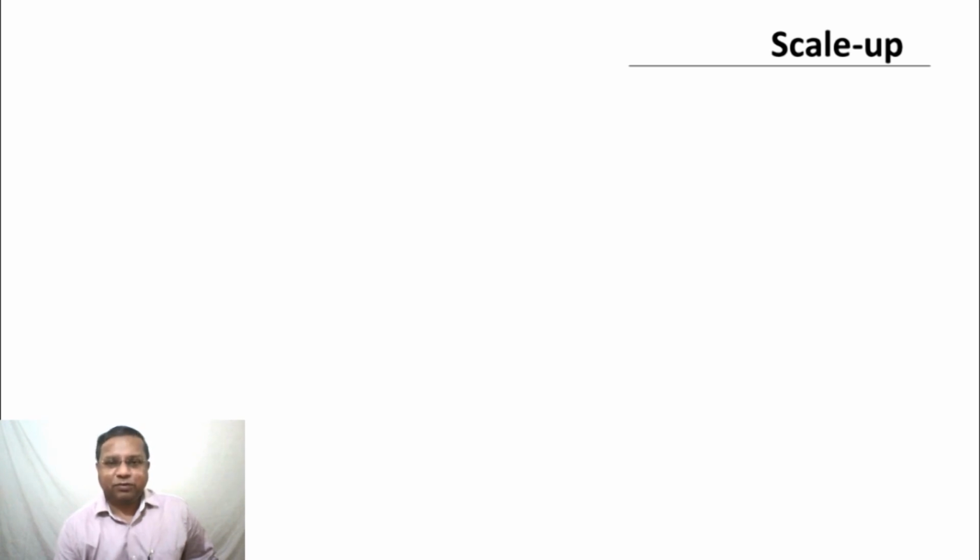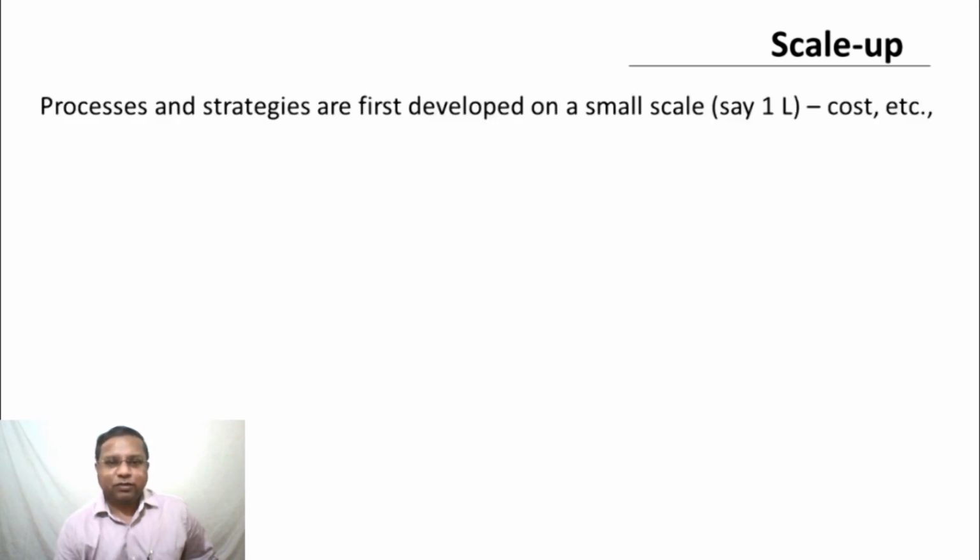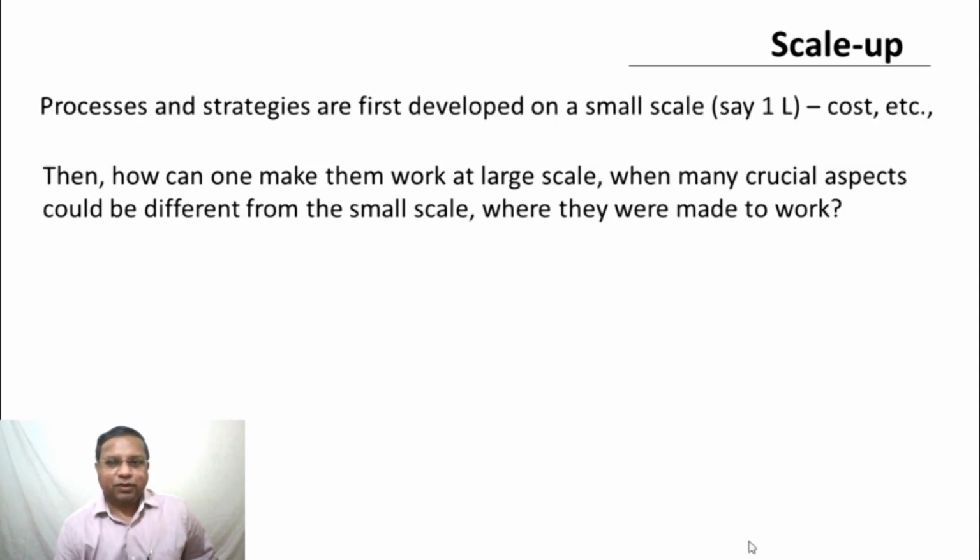We look at some aspects of those. They are of course developed at a small scale because of the cost. We don't even know whether the process is going to work. So to minimize costs involved, even medium is expensive, the processes are developed first at small scale. So as mentioned, how can one make them work at large scale when many crucial aspects could be different from the small scale where they were made to work or where they were demonstrated to work?